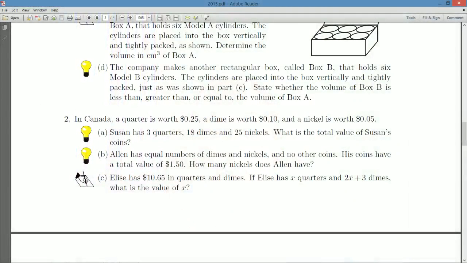In Canada, because these contests are written in various places around the world, it bears mentioning how our money system works. A quarter is worth 25 cents. A dime is worth 10 cents. Well, actually they're saying $0.25, a dime is worth $0.10, and a nickel is worth $0.05. But I like to think of it as 25 cents, 10 cents, 5 cents.